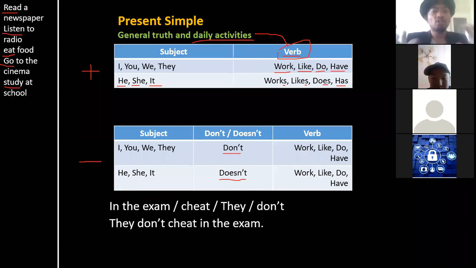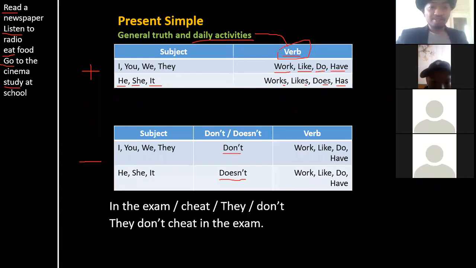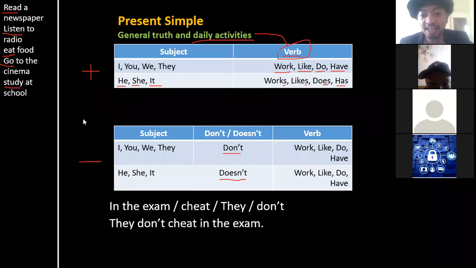So that is present simple, positive and negative. Okay. Good job. Now we have studied present simple. Do you feel happy? Yes. Okay. Good.